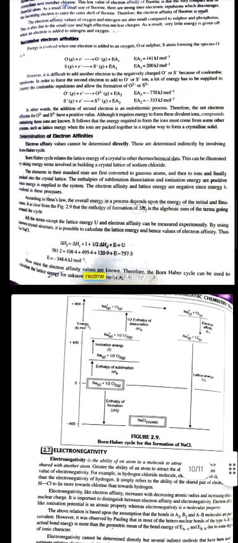According to Hess's law, the overall energy in a process depends upon the energy of the initial and final states. It is clear from figure 2.9 that the enthalpy of formation, delta H, is the algebraic sum of the terms going around the cycle. All the terms except the lattice energy U and electron affinity can be measured experimentally. By using the known crystal structure, it is possible to calculate the crystal lattice energy and hence the value of electron affinity. Thus, for NaCl. Now, since the electron affinity values are known, the Born-Haber cycle can be used to calculate the lattice energy for an unknown crystal.